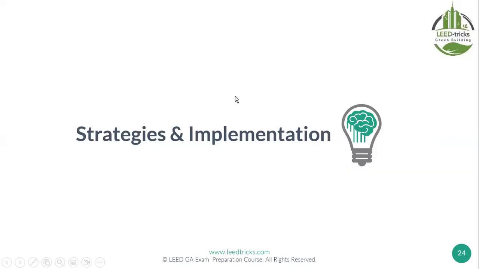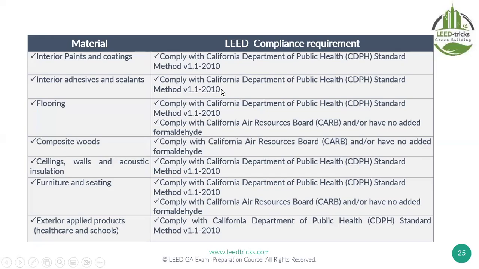So the next question you will ask is how to prevent that. Of course, there are strategies or standards to follow for the specification of these materials. And here it's your time now to remember all this. There are not many, by the way. There are only 3, but it's divided into schedules. For interior paints and coatings, this is number 1. Adhesives and sealants, 2. Flooring, 3. For wood, composite wood, 4. Ceilings, 5. Ceiling and acoustic insulation.